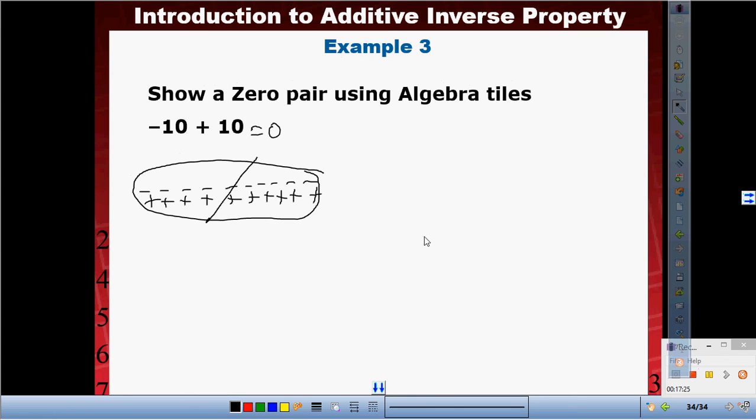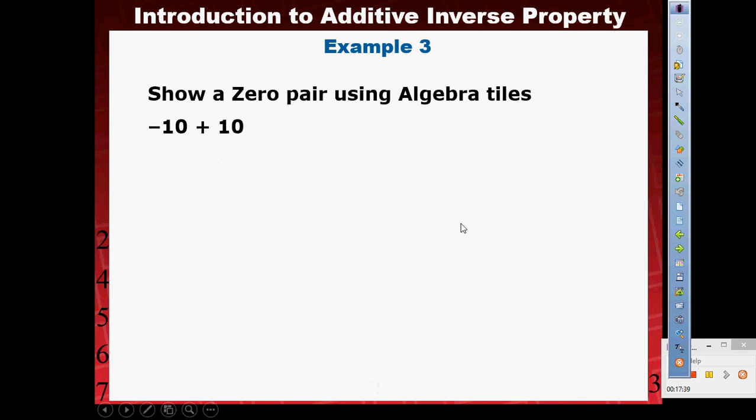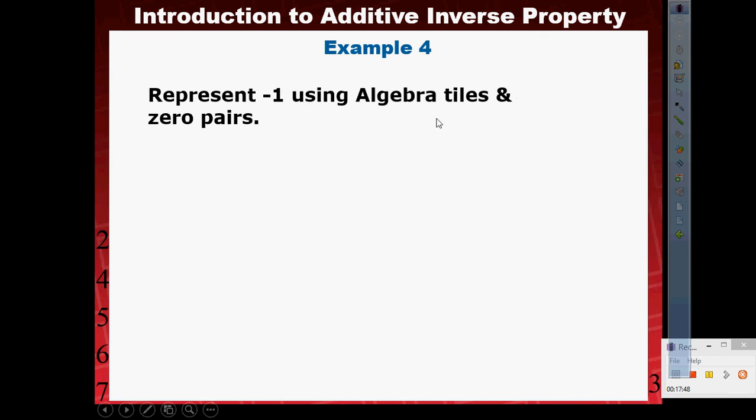Okay, now here comes a challenge one. So I'm going to crank it up a notch. Okay, example 4. You might not have room there, so turn your paper over, and in the back, copy this example, example 4. Write this down, example 4. Represent negative 1 using algebra tiles and zero pairs.